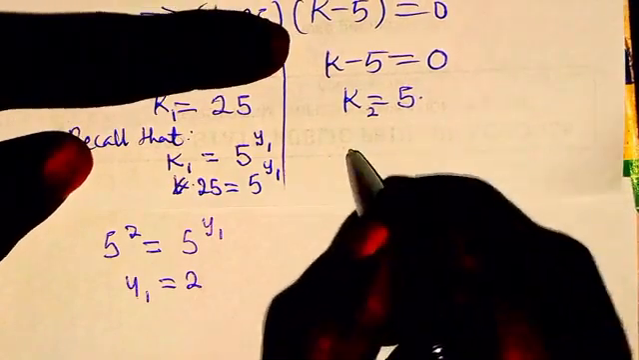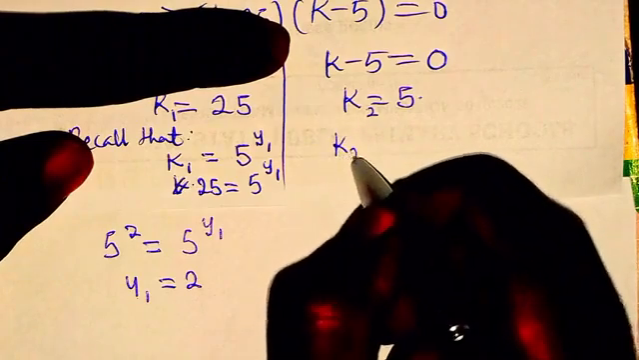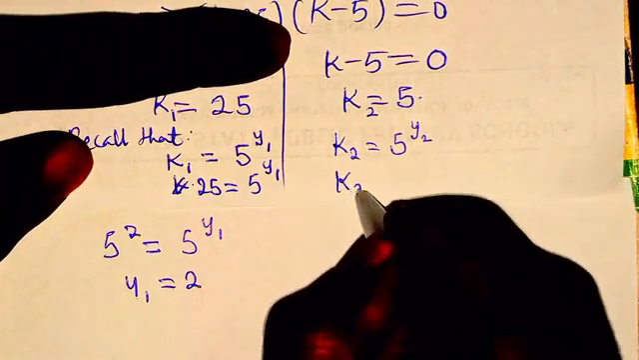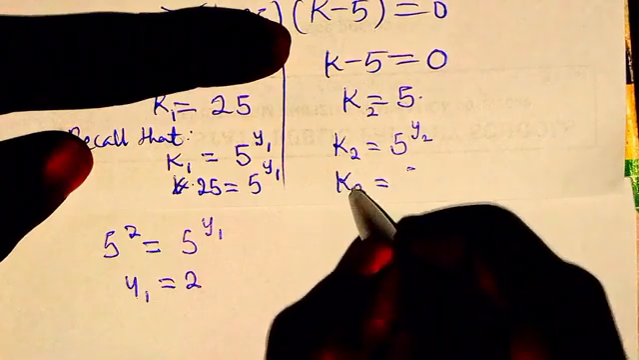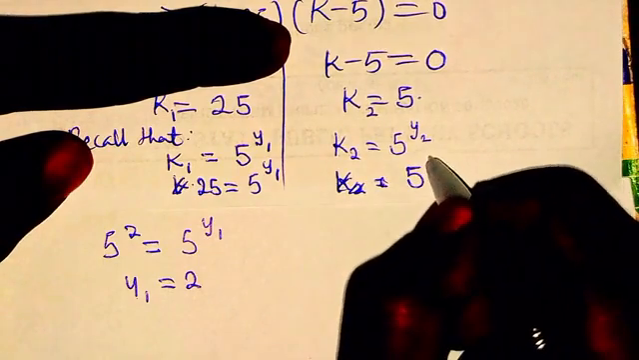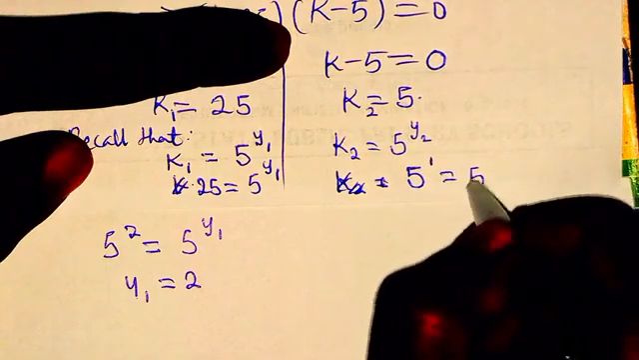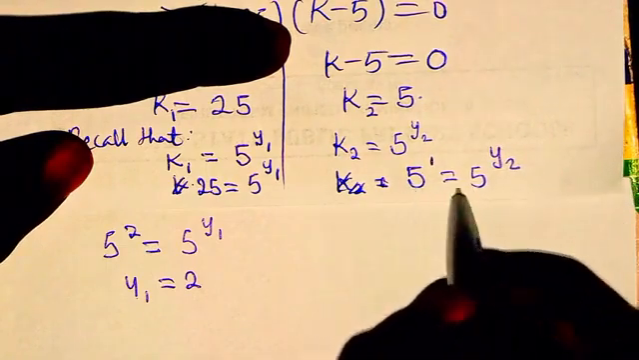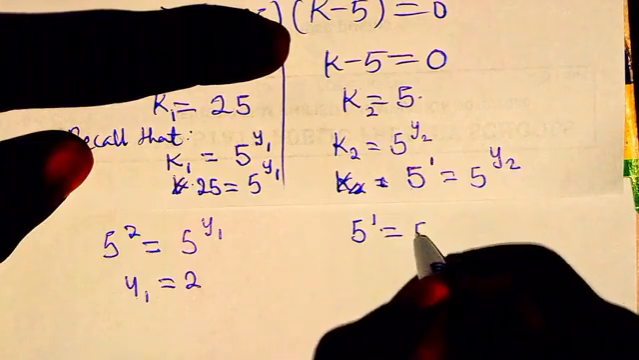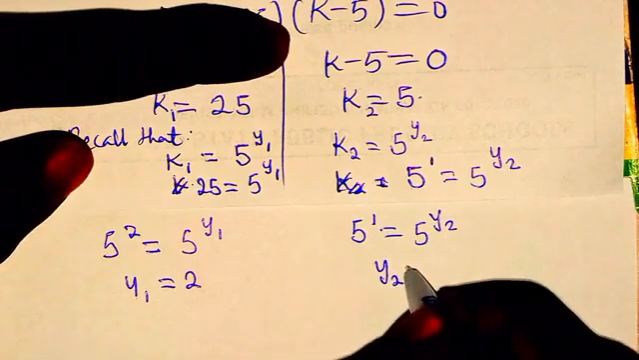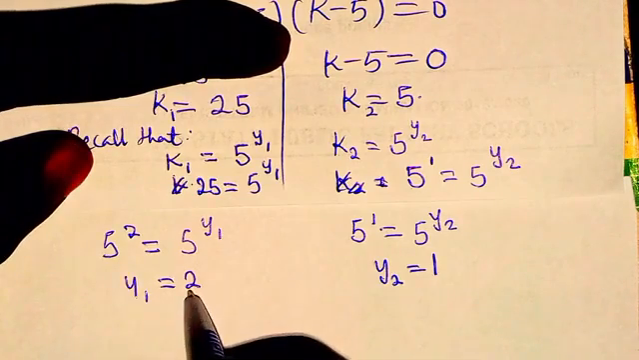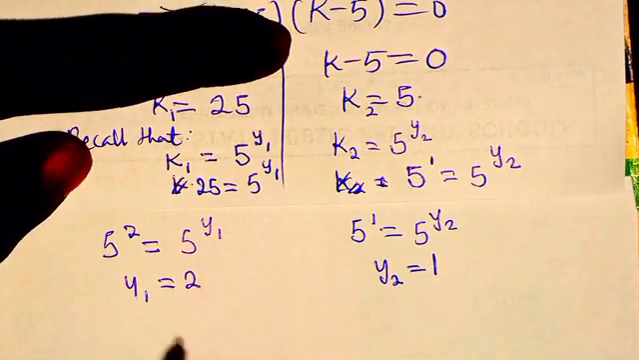Then come here, we need to look at this one too. k2 is going to be 5 to the power y2, right? So k2 is 5, and 5 is the same thing as 5 to the power 1, which equals 5 to the power y2. For the fact that the bases are the same, we have 5 to the power 1 equals 5 to the power y2. So we are going to have y2 equals what? y2 equals 1. Are you getting it now? So therefore, we have y1 equals 2 and y2 equals 1.